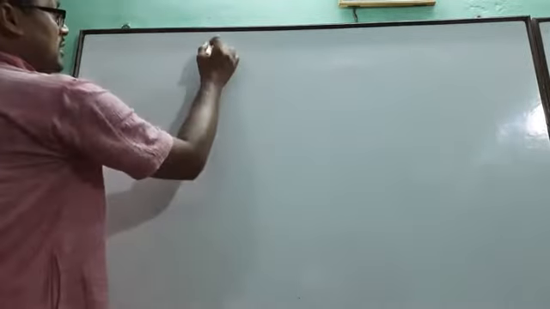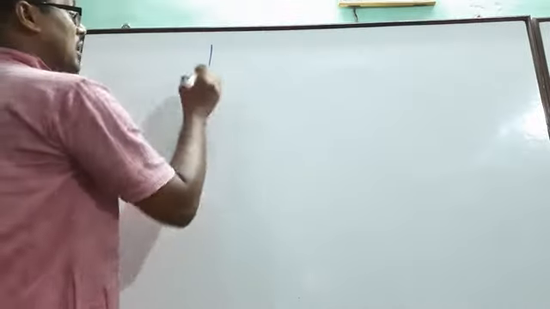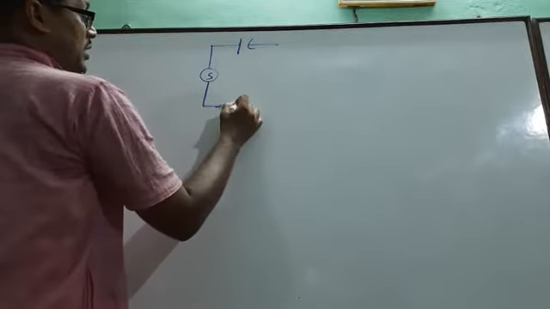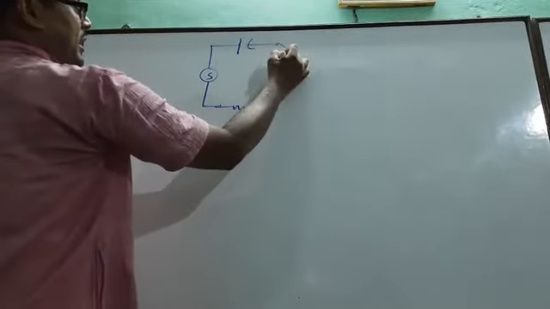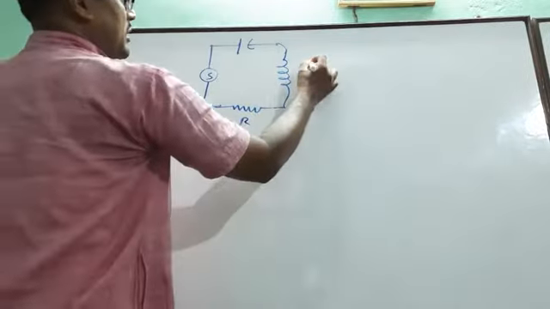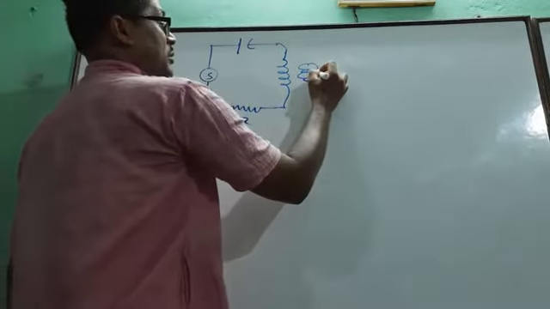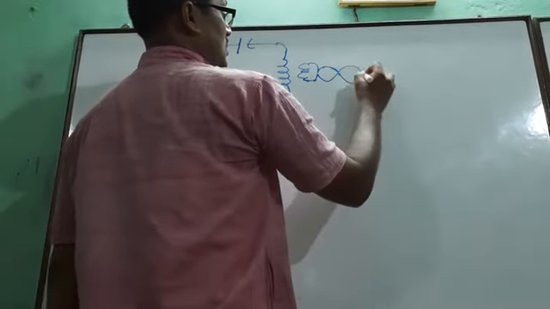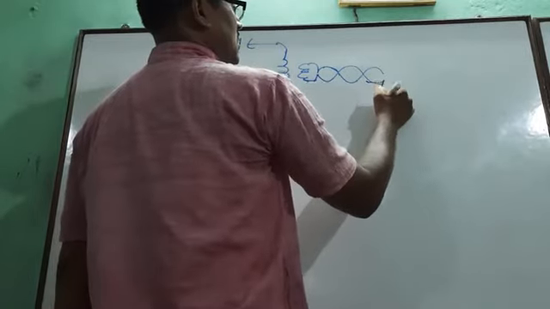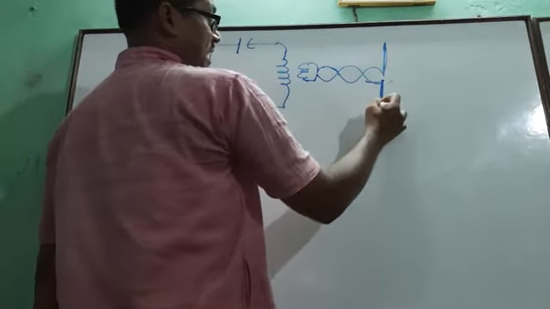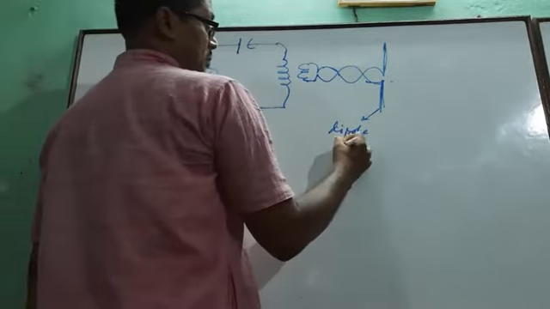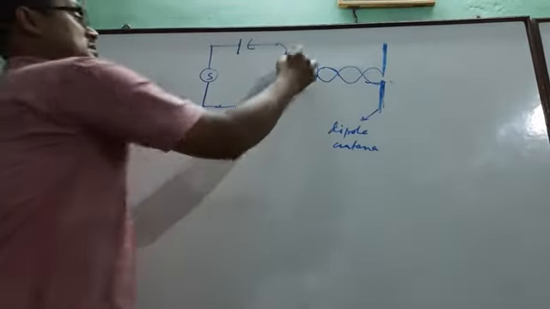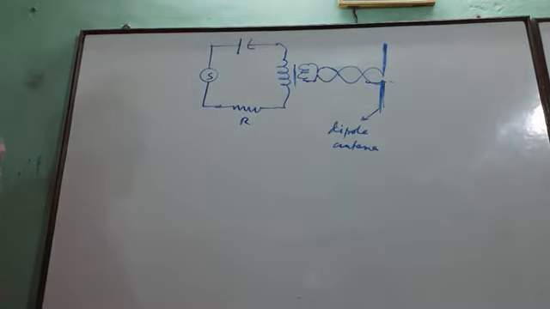See, I am making one circuit here by applying an AC voltage. Here one capacitor, here one resistor and inductor, and here this is a non-inductive coil I am making. These are known as dipole antenna. Okay, this and this dipole antenna. Now here this is the transformer principle, mutual induction is acting here.